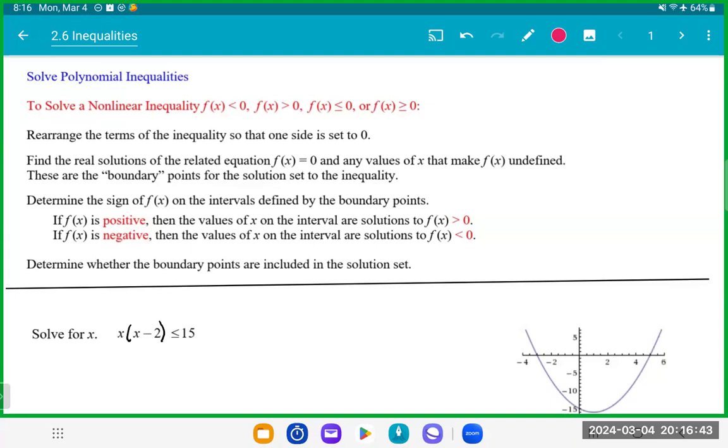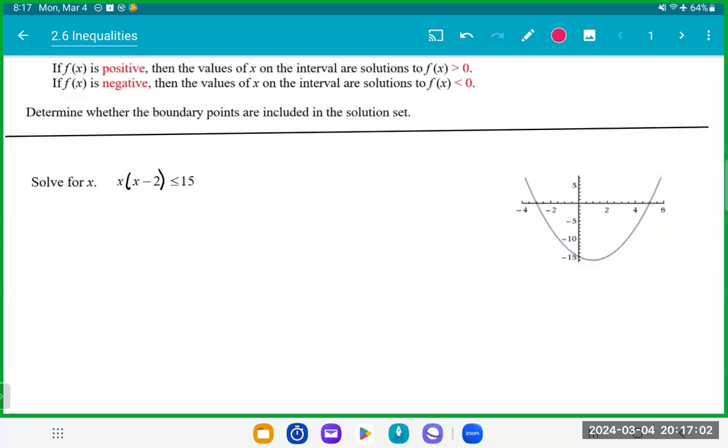Sometimes we'll have a couple of different polynomials or a polynomial that has multiple pieces, and we want to determine on what intervals it is positive and which intervals it is negative.